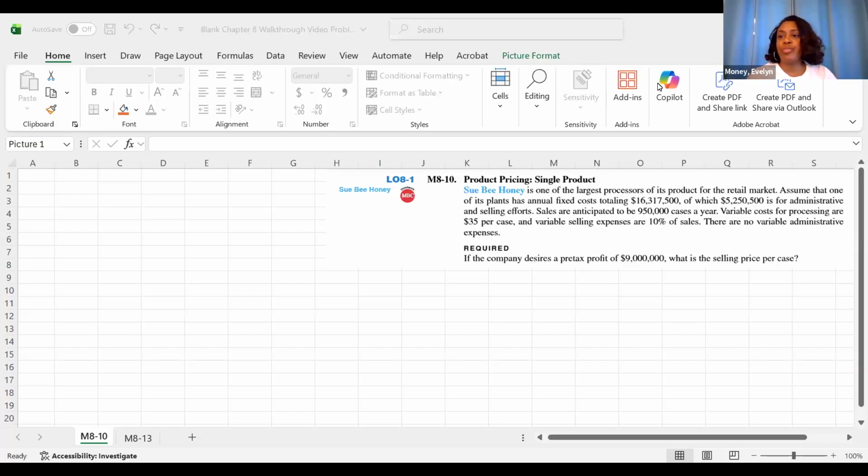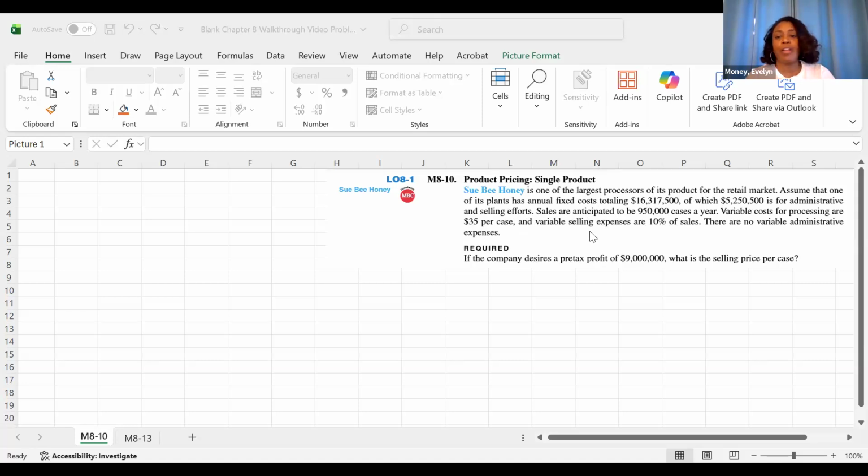Okay, let's jump right into some problems here on pricing decisions. So we have Subi Honey as one of the largest processors of its product for the retail market, and we need to assume that one of its plants has annual fixed costs of 16 million and some change, of which 5 million is for administrative and selling efforts. Sales are anticipated to be 950,000 cases a year.